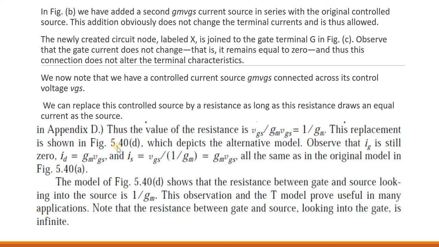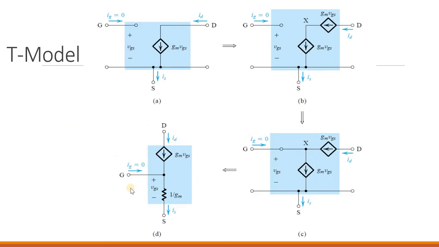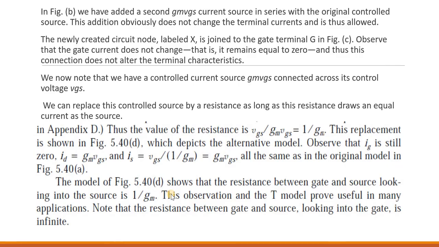This replacement is shown in this figure. This particular current source has been replaced by the resistance with the value 1 over Gm. Observe that Ig is still 0. So what is ID? Gm into VGS. It is nothing but VGS divided by 1 over Gm, which is also the same as Gm into VGS. All the same as the original model shown in the figure.